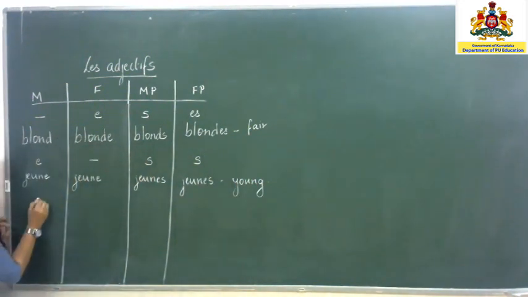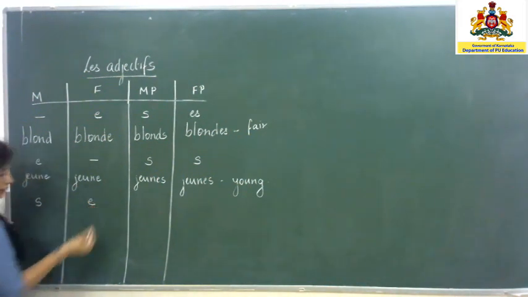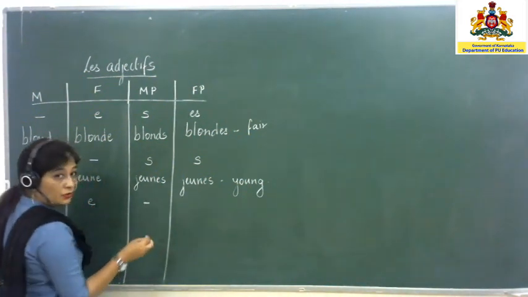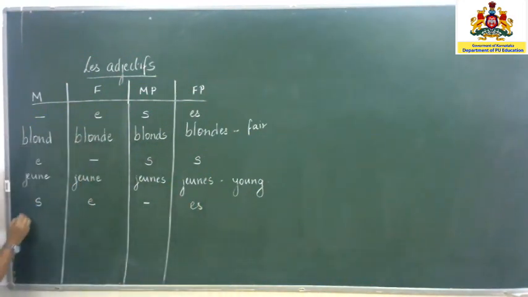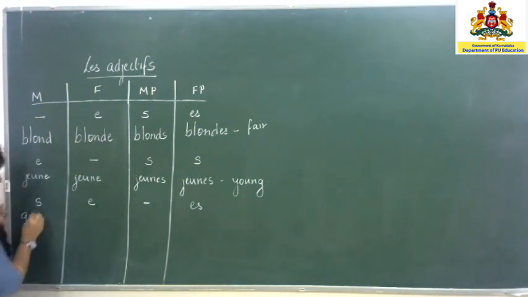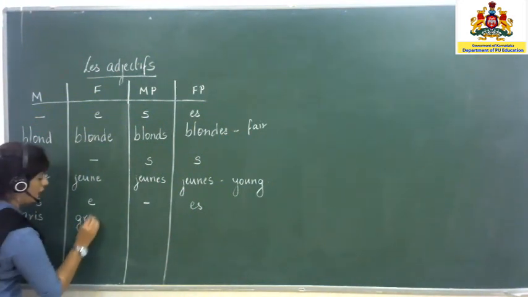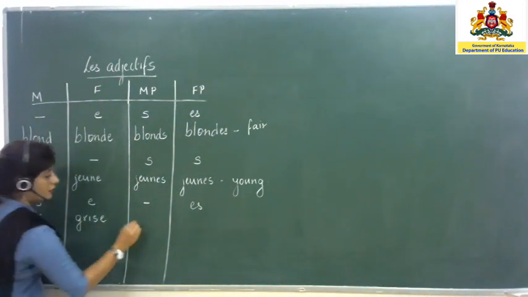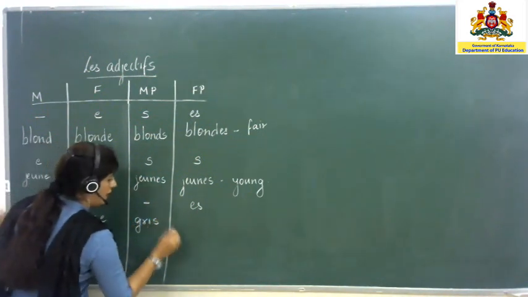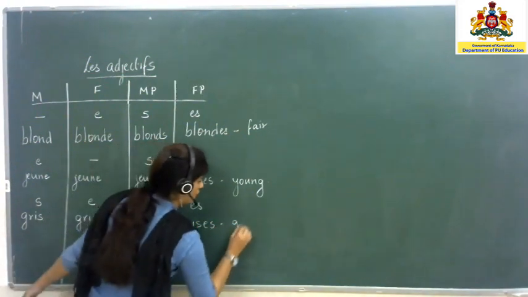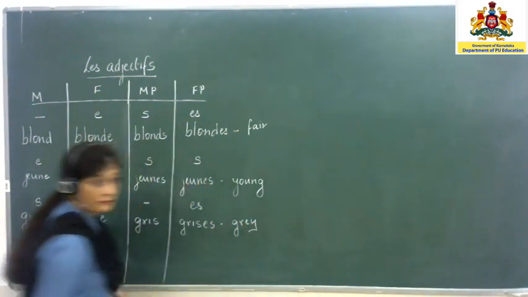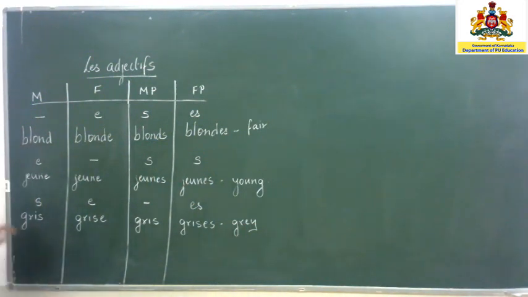If the masculine already ends with an S, then the feminine gets an E. With the masculine plural, there is no change, and the feminine plural gets an ES. Let's take another example. Gris, meaning grey. Grise, gris, grises, and all the four mean grey. Fine. These are our general rules.